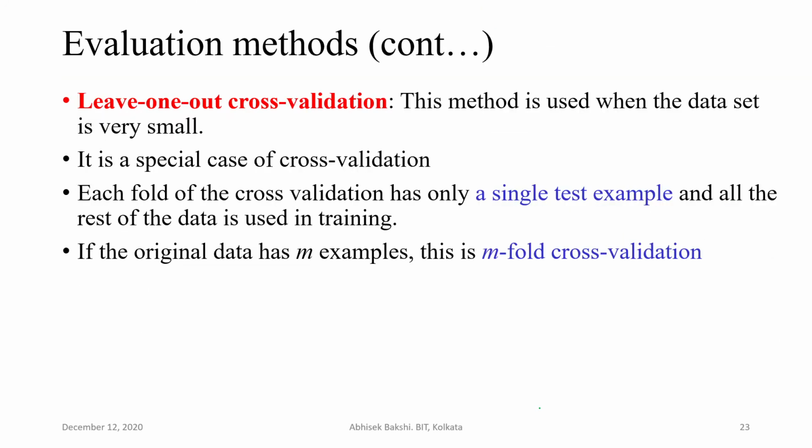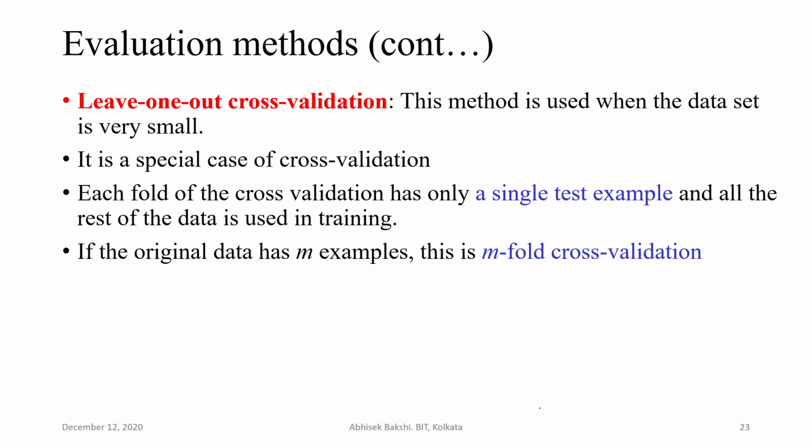And other than this k-fold cross validation, we have one more thing also, that is leave-one-out cross validation, which is used if the dataset is too small. Then what we can do is consider only one example as a test example and all other examples as training examples, and we do it for all different possibilities.